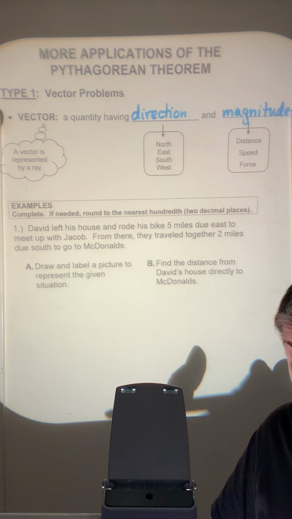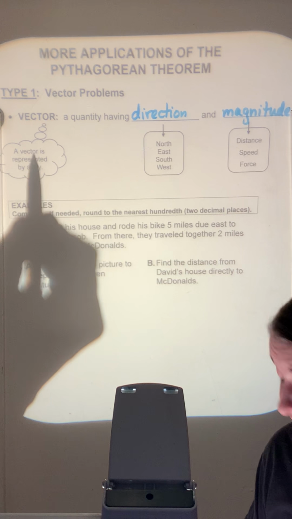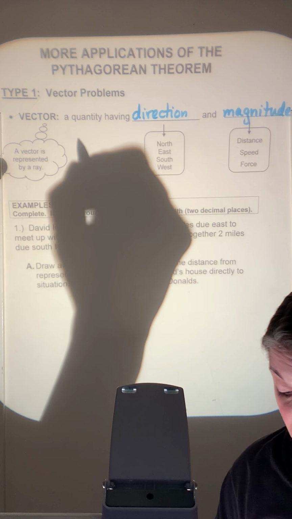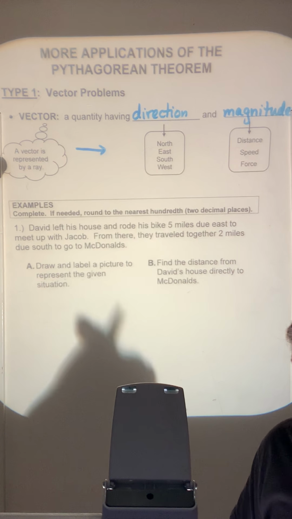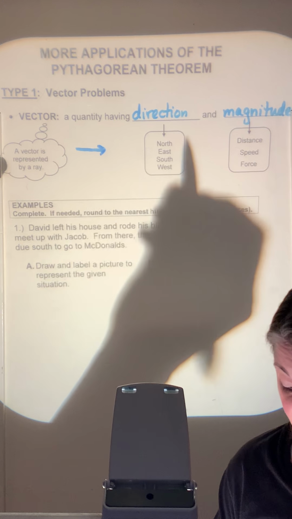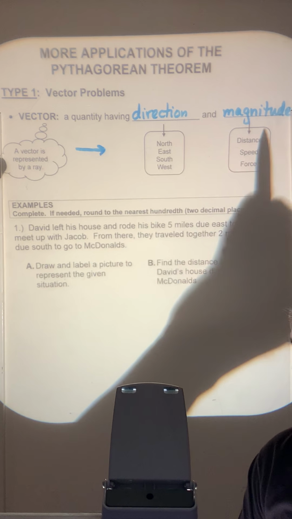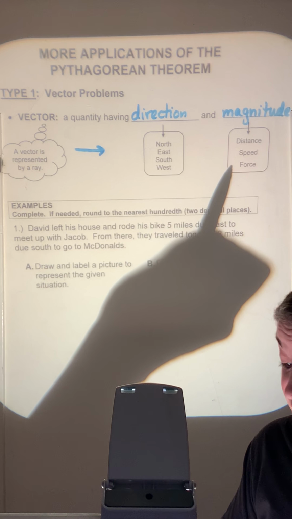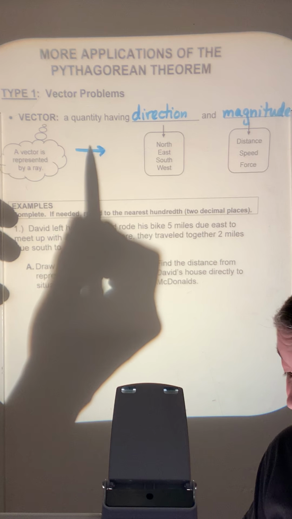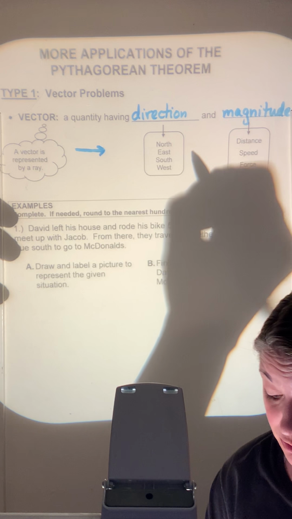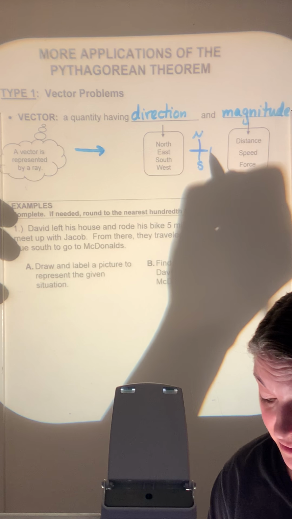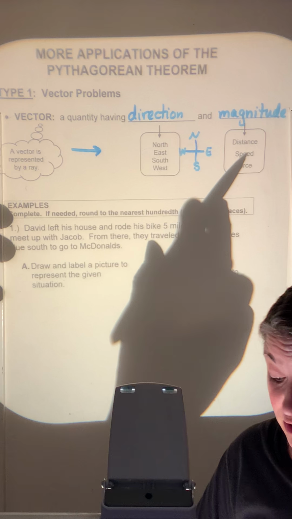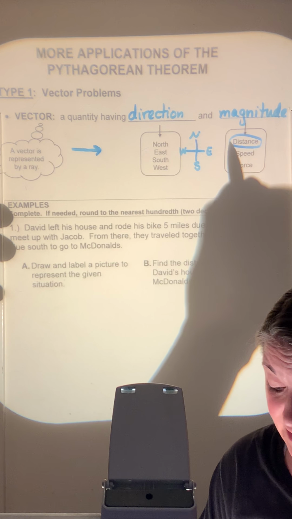So just to clarify what that means, basically this thought bubble over here tells you that a vector is represented by a ray. So if we drew a ray, but we were really concerned with the direction we drew it in, north, east, south, west, or the magnitude, for example, like distance or speed, or maybe it represents force, that would be what we would consider a vector. So just to remember, guys, north, south, east, west, you will have to know your directions. And then as far as magnitude is concerned, we're going to really focus on distance.